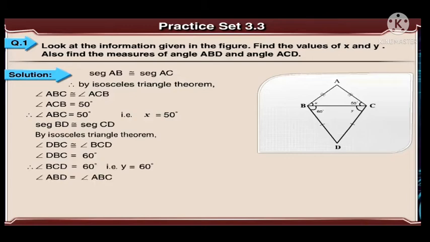Now we know angle ABD is equal to angle ABC plus angle DBC, which is equal to 50 plus 60 degrees, is equal to 110 degrees. Also, angle ACD is equal to angle ACB plus angle BCD. That is equal to 60 degrees plus 50 degrees, which is also equal to 110 degrees.